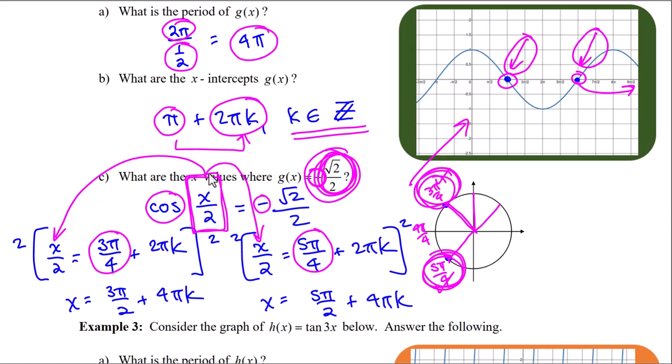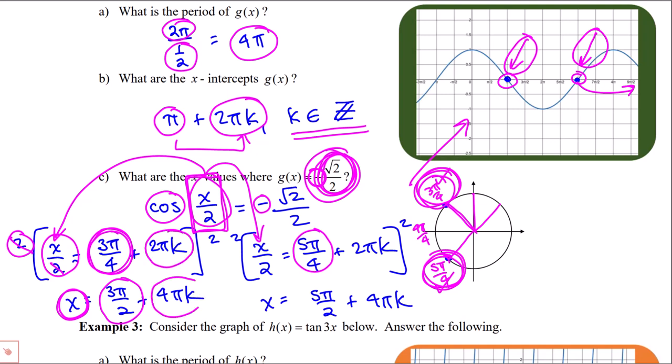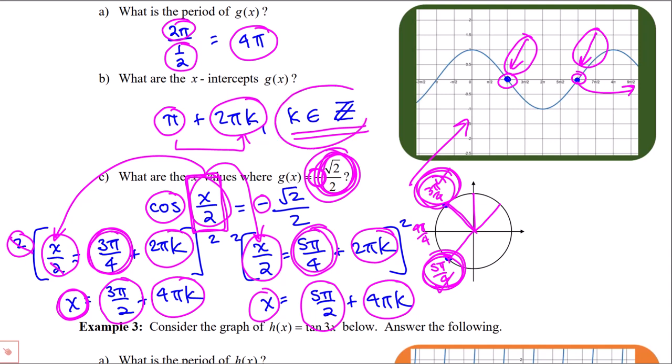And that position is x over 2. To get x by itself, I have to multiply by 2. So multiply by 2 here, I get x. Multiply by 2 here, and I get 3 pi over 2. Multiply by 2 here, and I get 4 pi k. Multiply by 2 here, I get x. Multiply by 2 here, I get 5 pi over 2. Multiply by 2 here, and I get 4 pi k. Again, k is an integer.